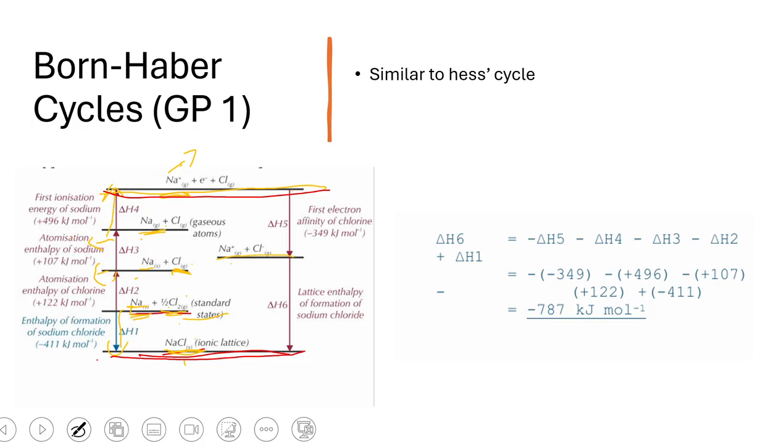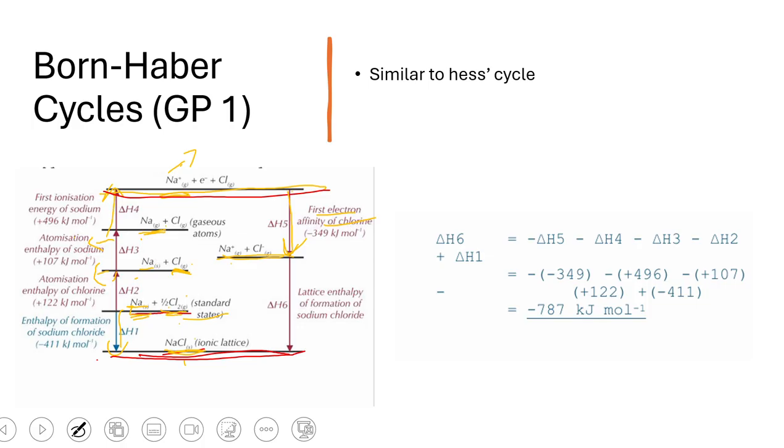You draw a line and write the equation for the first electron affinity of chlorine. That's chlorine going from Cl in the gaseous state to Cl minus. So this will be the first electron affinity of chlorine.